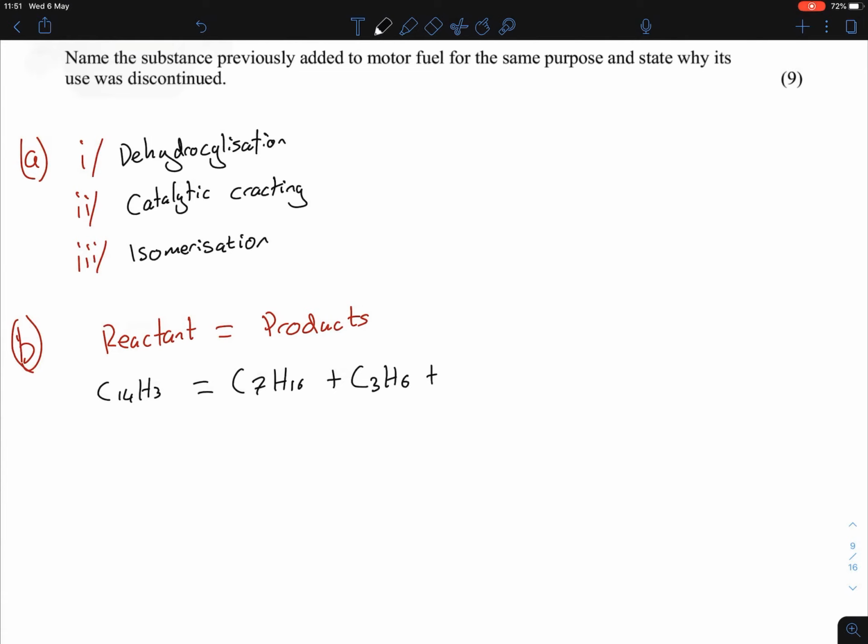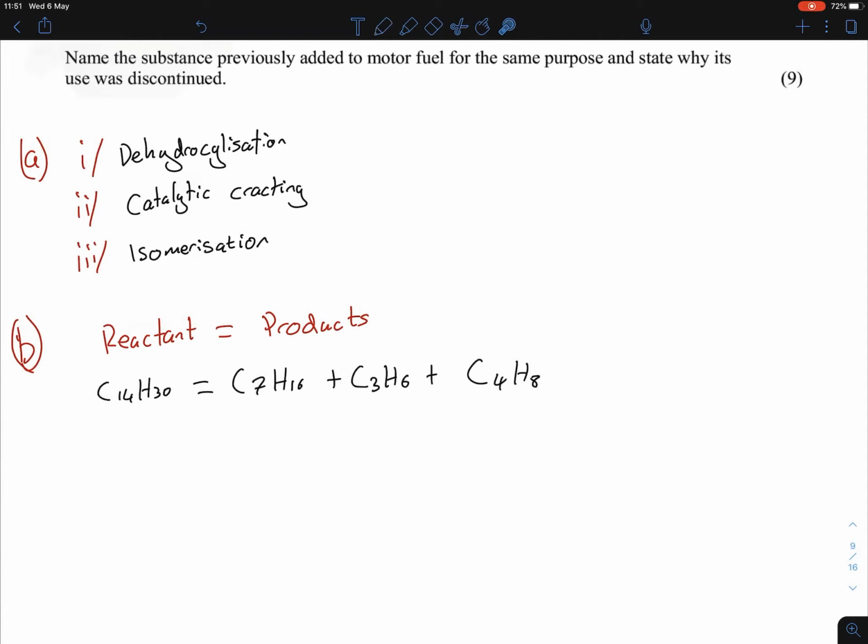Plus we have to figure out how many carbons and how many hydrogens. So let's count them up. On the right hand side so far we have 7 plus 3 is 10 and we need 14, so therefore C4 is going to be the answer here. And what's the story with the hydrogens? 16 plus 6 is 22. Oh, I forgot to put in the 30 here. So 22 from 30 means it's going to be 8, C4H8.